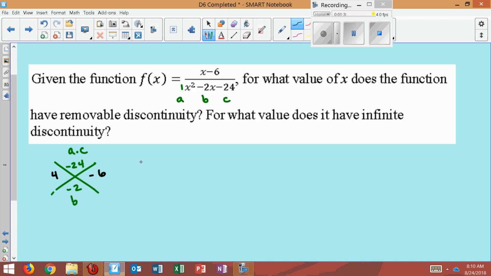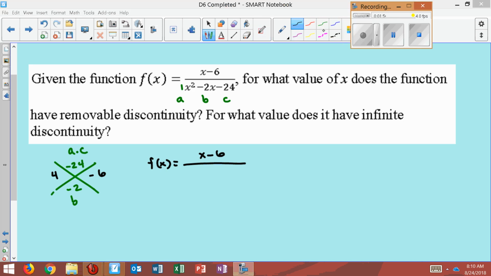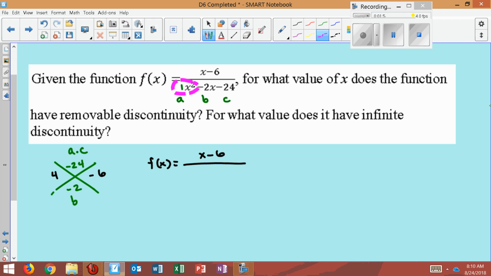So this means I could rewrite my equation as f of x equals x minus 6 stays on the numerator. But in the denominator, I'm going to split my a, so that splits apart. Instead of being 1x squared, it becomes 1x. So I have 1x, or just simply x, plus 4, and I also have x minus 6. The 4 and the negative 6 come from there. The x's are just this split.